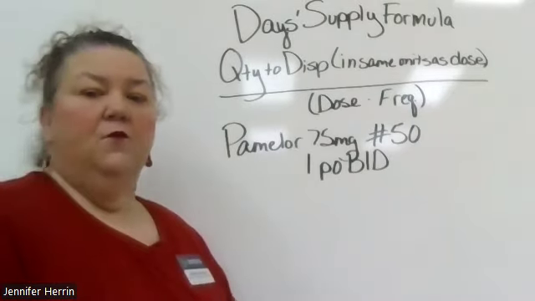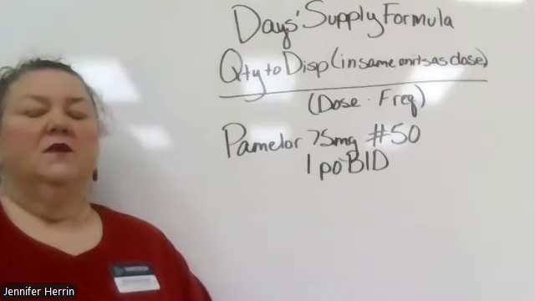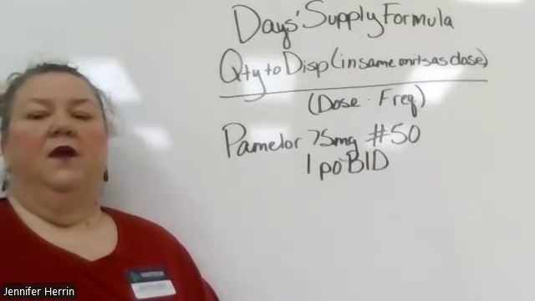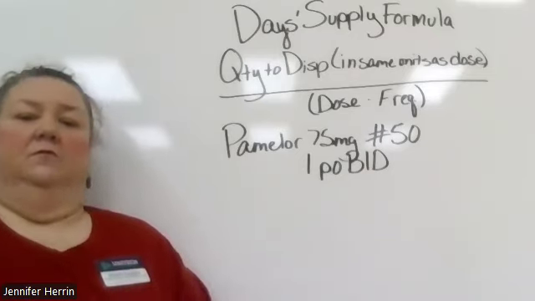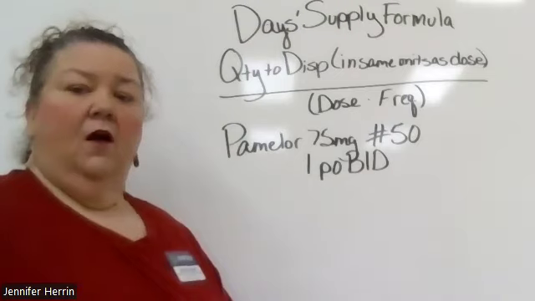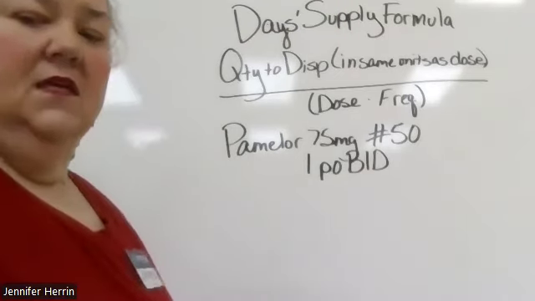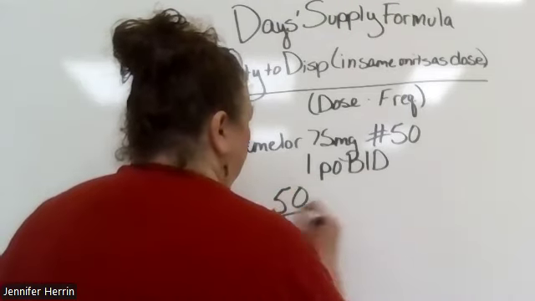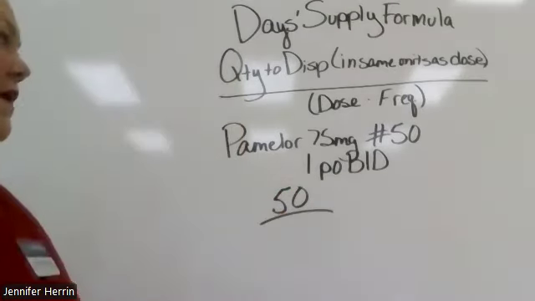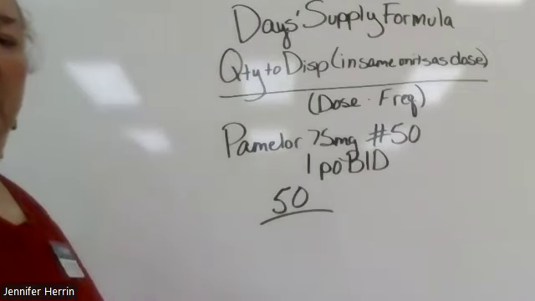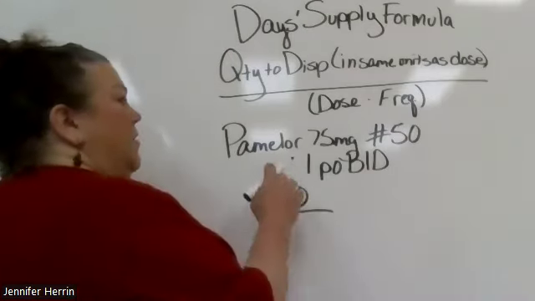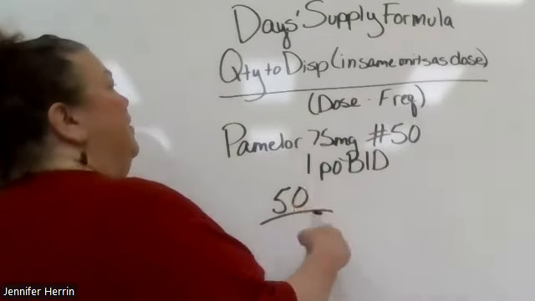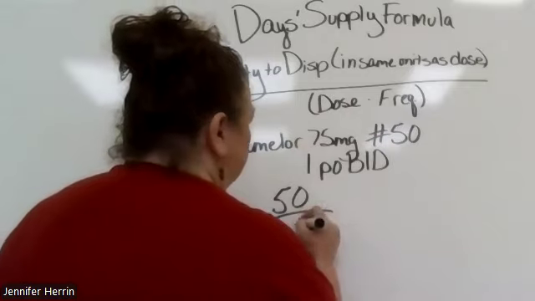All right, so let's say we have an order for Pamelor 75 milligrams. Quantity of 50 is to be dispensed, and the directions call for 1 PO BID. So our quantity to dispense in this case is 50. My dose in this case is 1. And we're talking in the form of tablets or capsules right now, so that is the same unit of measure for my quantity and my dose.